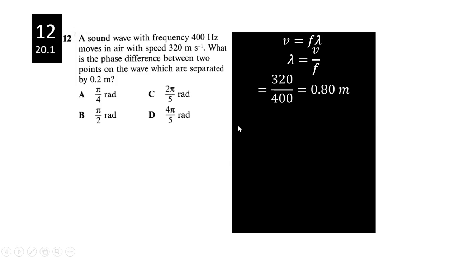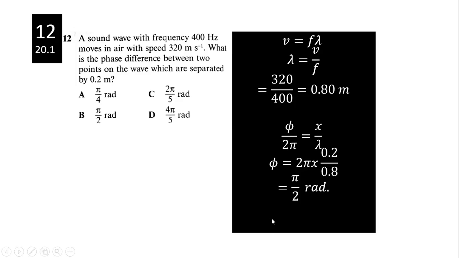Right? Then, what's our next step? 0.2 meter equals 1/4 lambda. Right? Must use this formula. You want to find your phase difference. There's your phase difference. Okay, take your 2 pi across there. There's 2 pi times x over lambda. X is 0.2, lambda is 0.8. Pi over 2 radian. The answer is B.